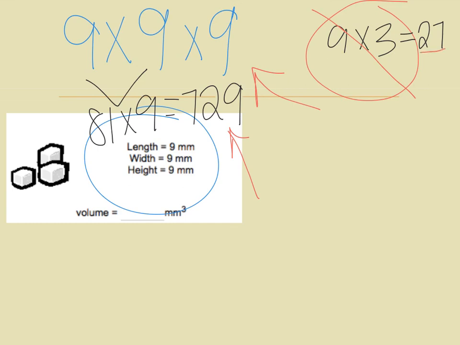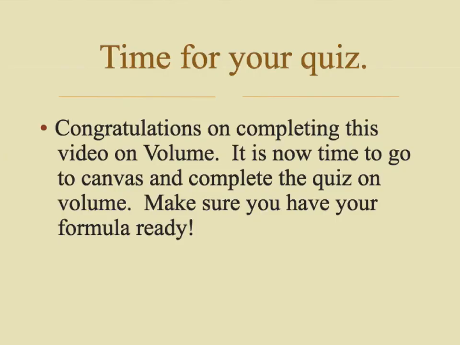It is not. So if you did 9 times 3, that would have been a huge mistake that you could have avoided if you just took the time to really think about it and to think if that made sense. So the volume of this ice cube is 729 millimeters cubed.